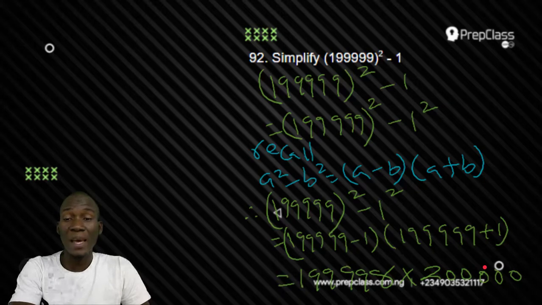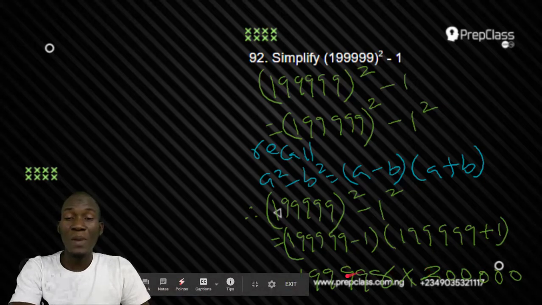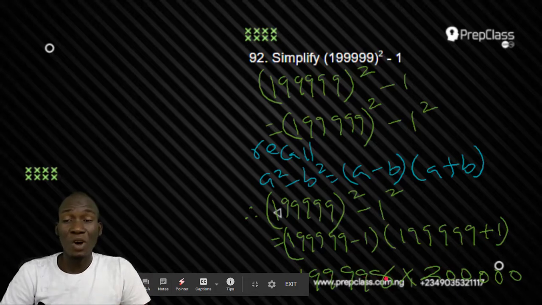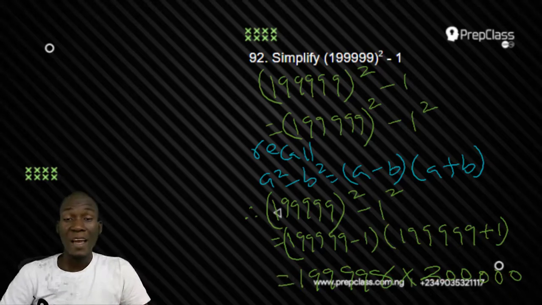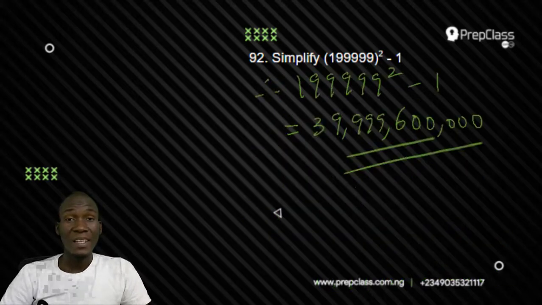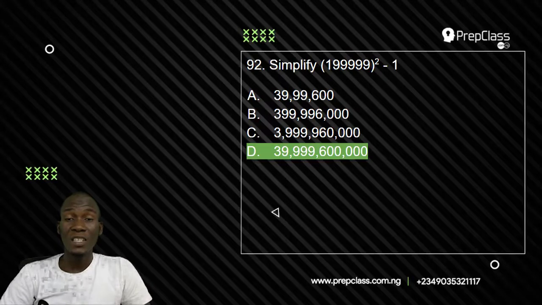Now, how should we multiply here? Just use this 2 to multiply the whole of this number. So it means you are going to say 2 multiplied by 199,998. Then our result, we just attach the remaining zeros here to get our answer. So if we do the multiplication, we are going to get 39,999,600,000. And the correct option is option D, 39,999,600,000.